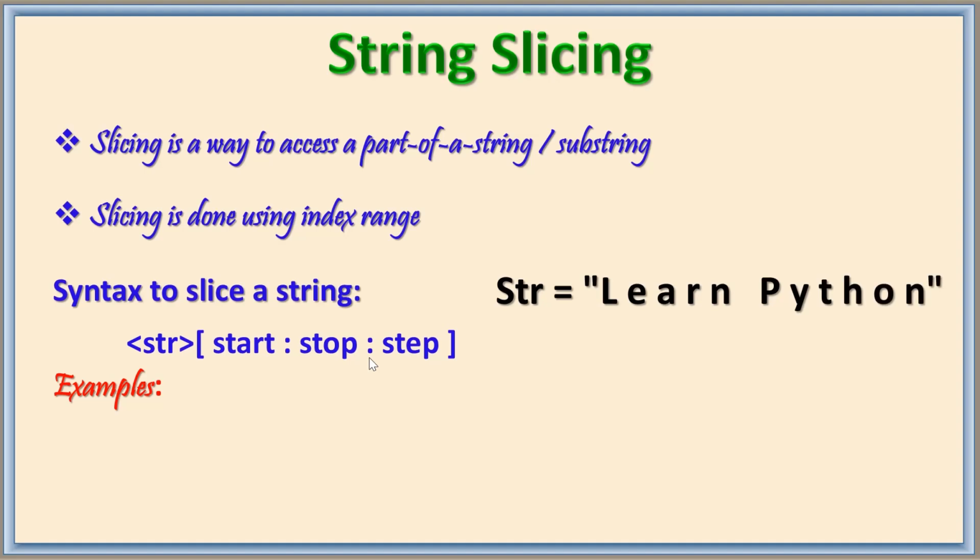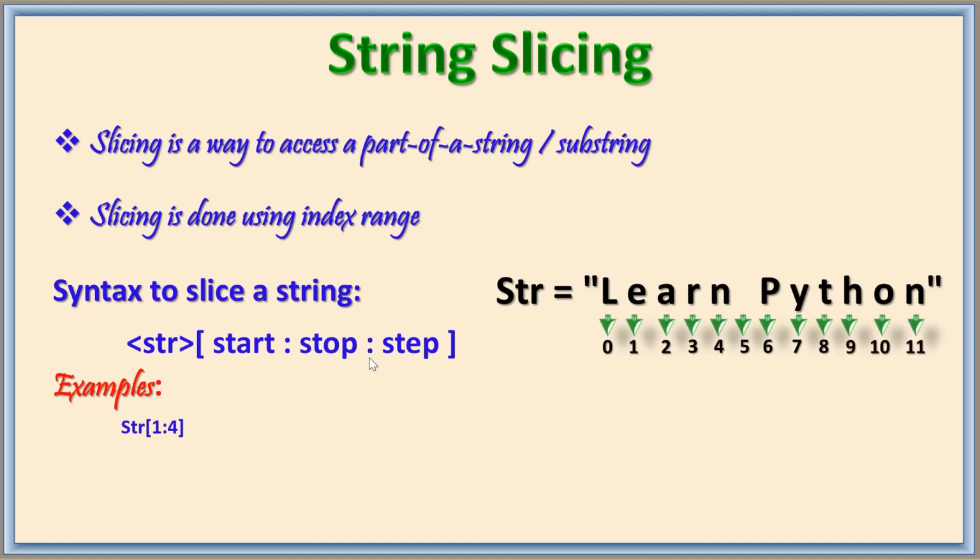Let us take str is equal to learn Python. Here is the first example, str of 1:4. So immediately we can just note down the index numbers for the string given. It starts from 1 and then it ends at 4, but 4 is not included. So that means stop minus 1, that is 3. So 1, 2, 3, PAR is the output.